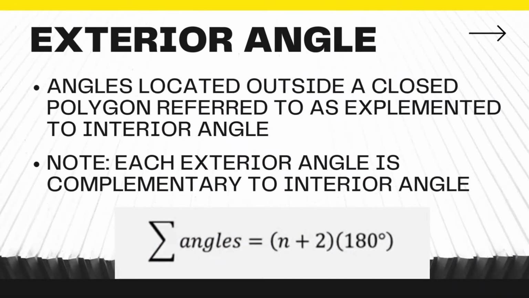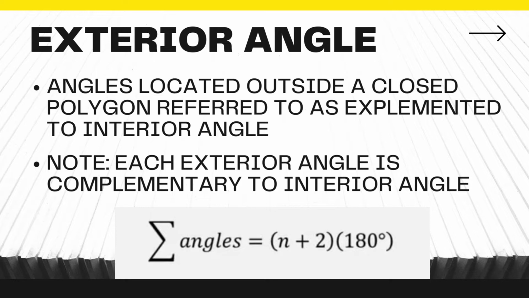Next, we have the exterior angle. So exterior angles are angles located outside the closed polygon. It is also referred to as explements to interior angles. Note that each exterior angle is complementary to its interior angle.